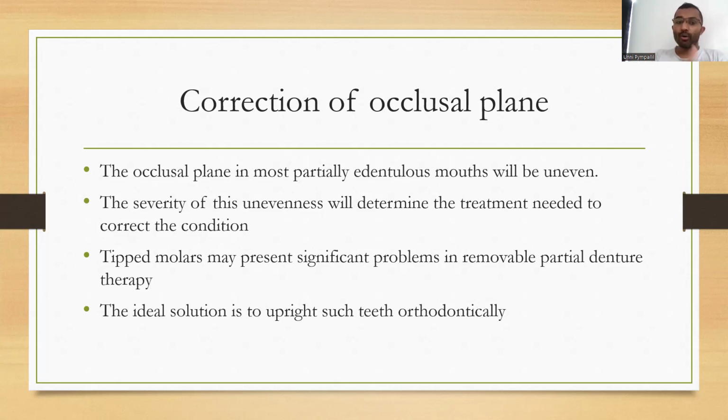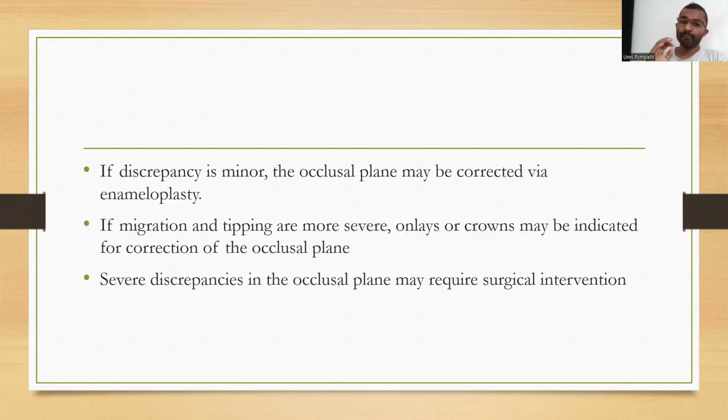So we'll read out. The occlusal plane in most partially edentulous mouths will be uneven. The severity of the unevenness will determine the treatment needed to correct the condition. Tipped molars present significant problems in removable partial denture therapy. The ideal solution is to upright the teeth orthodontically. So first option would be orthodontic correction. If the discrepancy is minor, the occlusal plane is corrected via enameloplasty. Suppose it is a little bit, 1 mm, we can plan for enameloplasty.